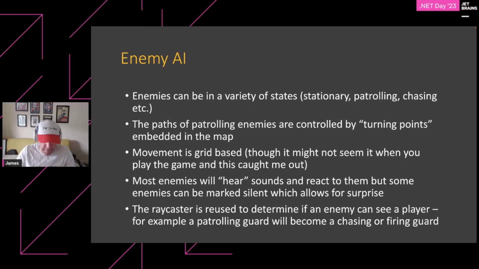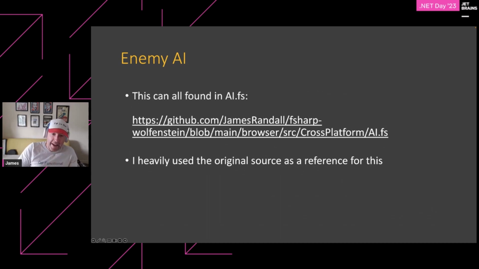Most enemies will hear sounds and come running towards you, but there's the occasional enemy that doesn't hear sounds. Interestingly, Wolfenstein had quite a complicated, for the time, sound model. It would track open doors, had sound zones, and that's one of the things that makes the game quite interesting, I think, is that it allows for surprise. It makes things a little bit more unpredictable. Things hear you, and some things never hear you, so you can get caught off guard, which is just quite interesting. That can all be found in AI.fs.